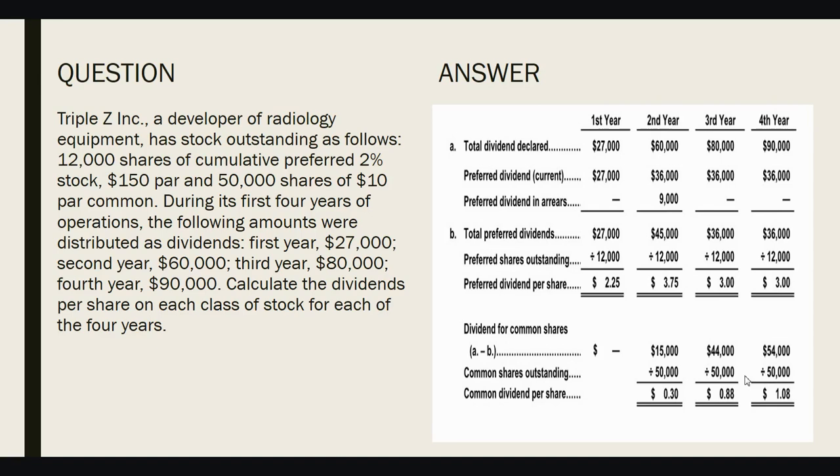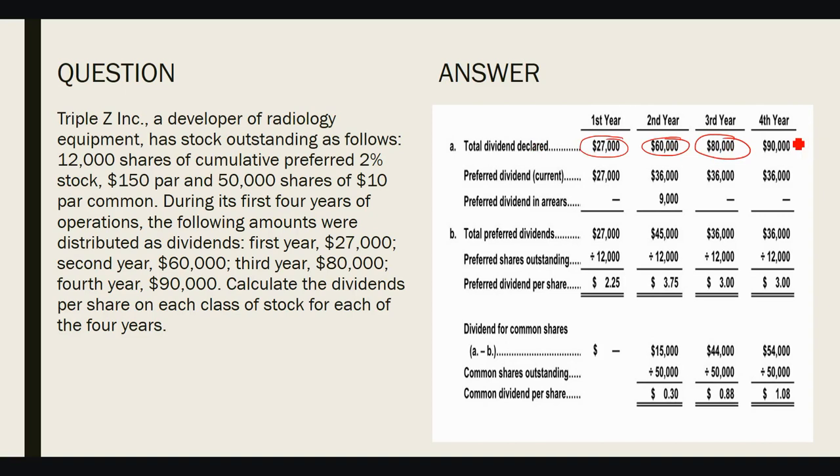So here we have Triple Z, developer of radiology equipment, which has outstanding stock as follows: 12,000 shares of cumulative preferred 2% stock, $150 par, and 50,000 shares of $10 par common stock. They tell us that during the first 4 years, their distributions were 27,000, 60,000, 80,000, and 90,000, and we can see that over here on our chart.